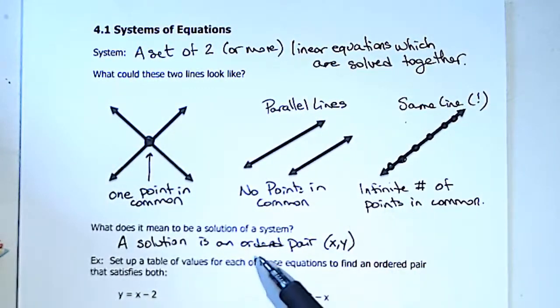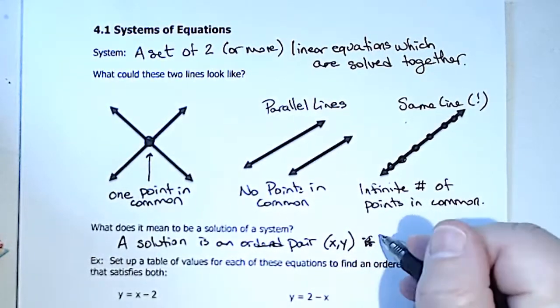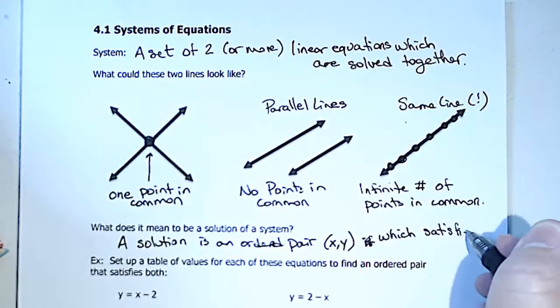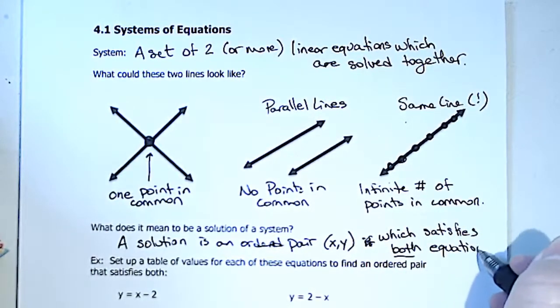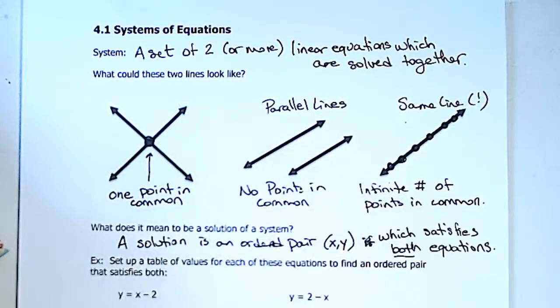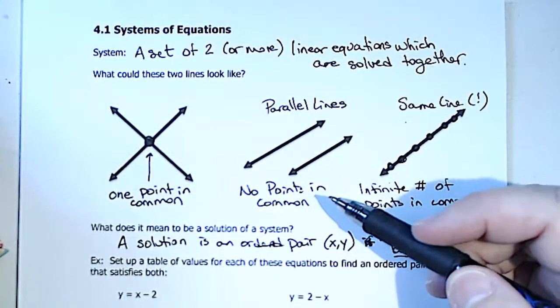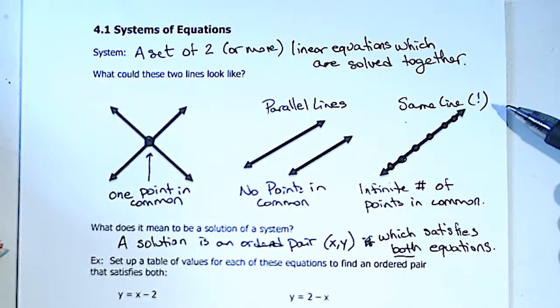A solution is an ordered pair which satisfies both equations. Okay, so this point is on this line, this point is also on this line, so it satisfies both lines. Here, it's going to be impossible to find a point that satisfies both lines. Here, I've got all the points on the line are basically on both lines. So we're golden. We get a bunch of them.